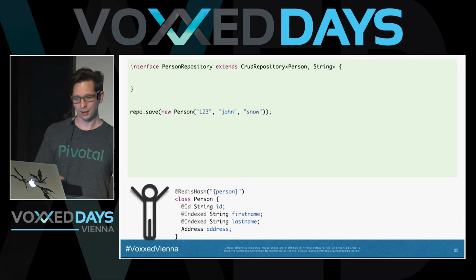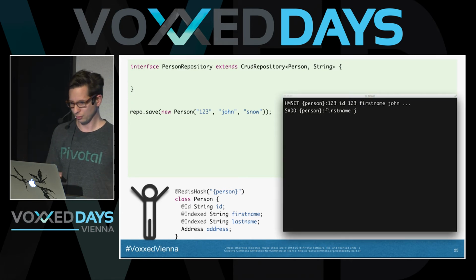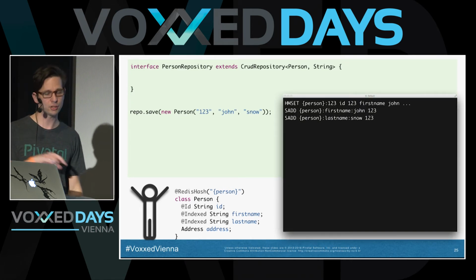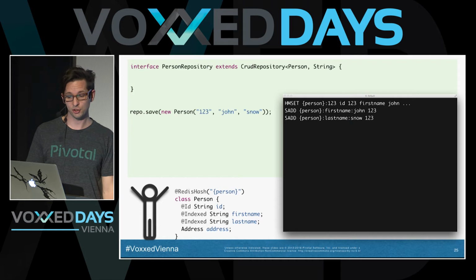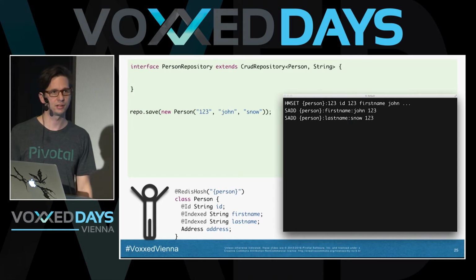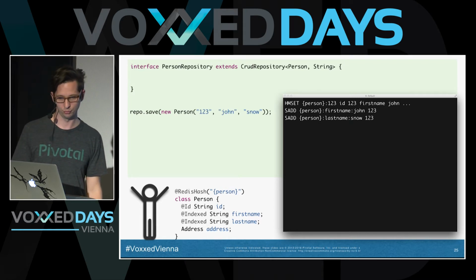as well. But for here, we just call a repository save, give it the Jon Snow, and what it does, it just uses the object hash mapper that we have in place to create the hash, and it detects the indexed annotations and the values there, and it sets up the sets for you for use.